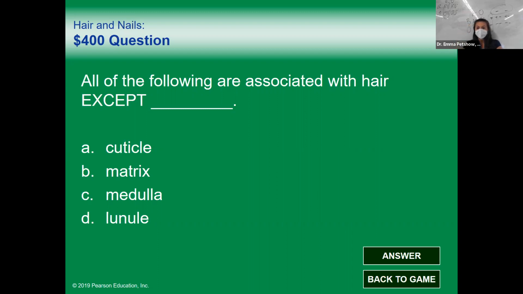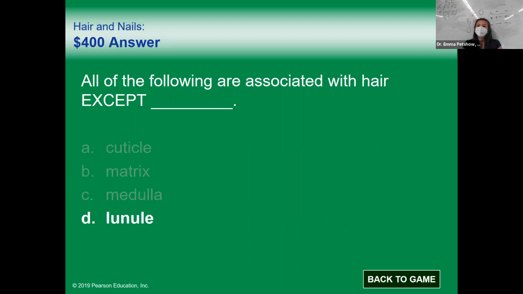Good. Well, I love wild guessing. It is a lunule. So there is a cuticle associated with the hair. That was a tricky one because you think about it associated with only nails. There is a cuticle, there's a matrix of the hair, and then there's medulla. There's no lunule of hair.